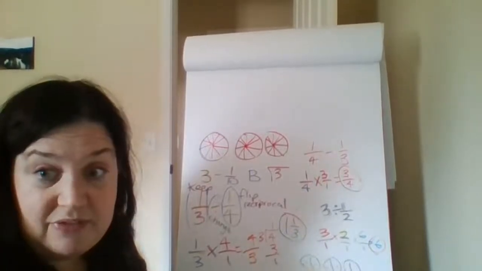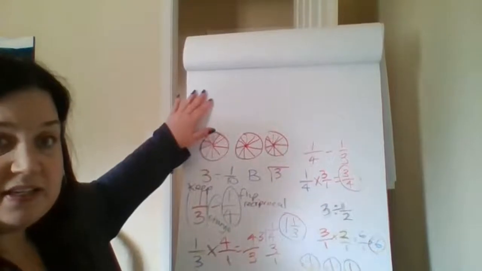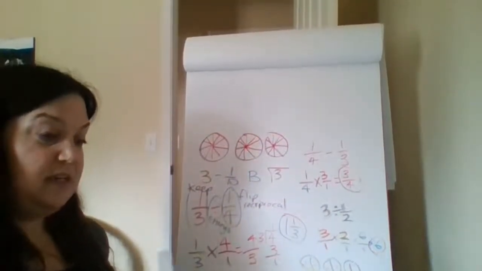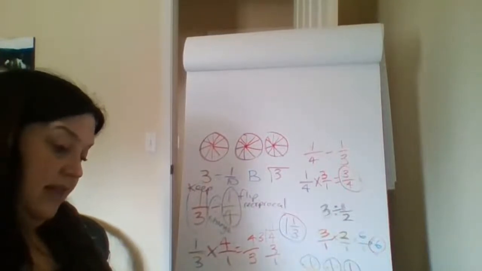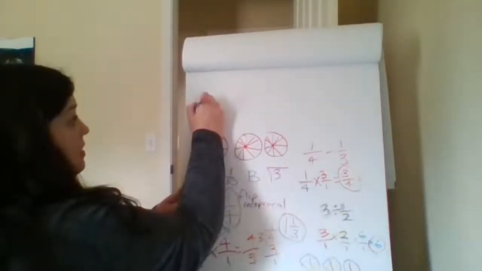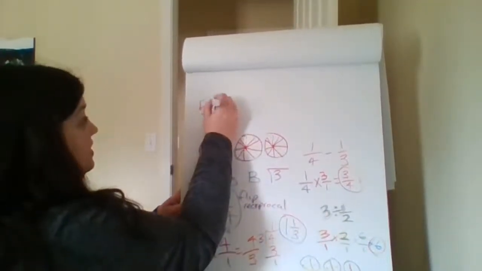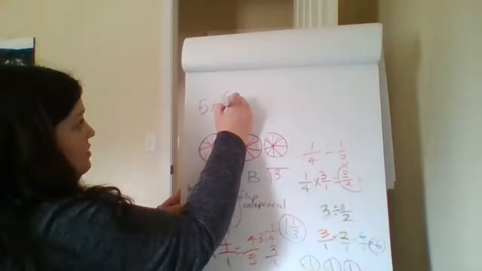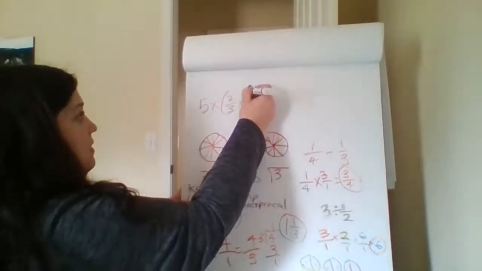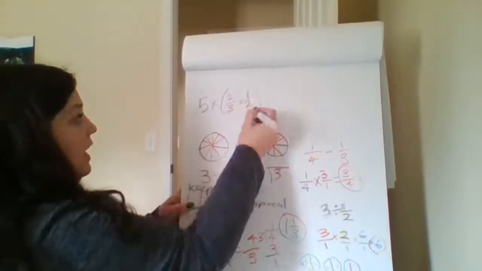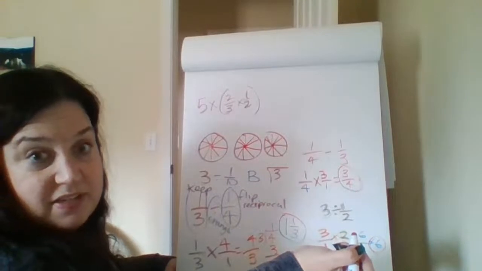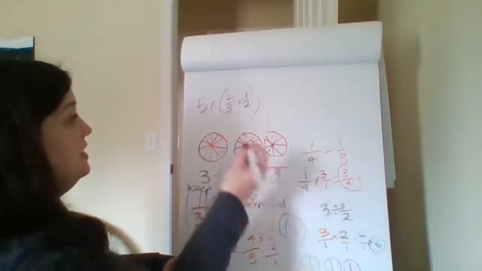Ooh, number 25? Sure, we can do 25. Can you guys see up here okay? Okay, let me see if I can get a more consistent, darker marker. Let's try this one. Okay, so we have 5, and then in parentheses, we have 2/3 times 1/2. Okay, so what part of the problem do we do first? Yeah, we need to do what's in the parentheses.